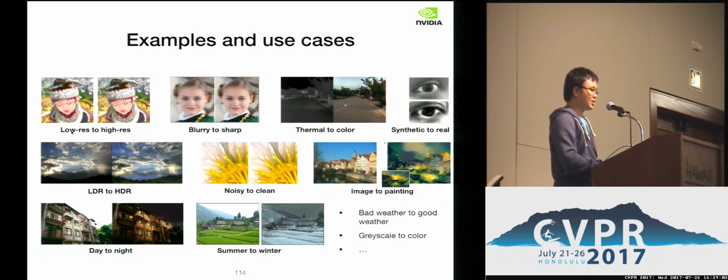Image-to-image translation has a lot of applications in computer vision. For example, we have been working on low resolution to high resolution mapping, deblurring, which is blurry images to sharp images, and cross-domain from thermal to color, from synthetic to real, low dynamic range to high dynamic range, denoising from noisy to clean, style transfer from image to painting, and day to night, weather change. So many computer vision problems can be approached from the image-to-image translation perspective.